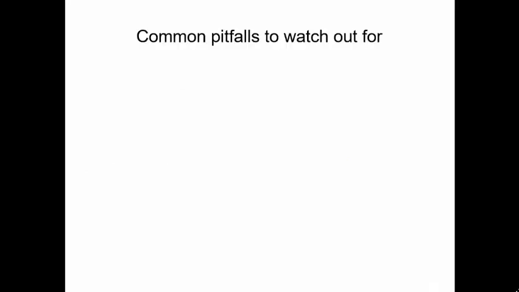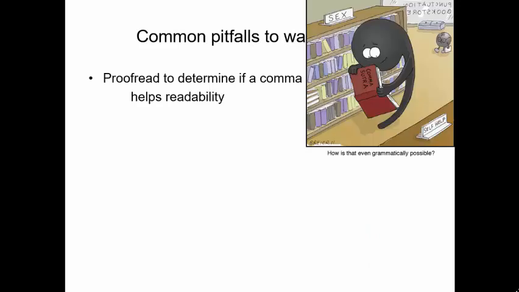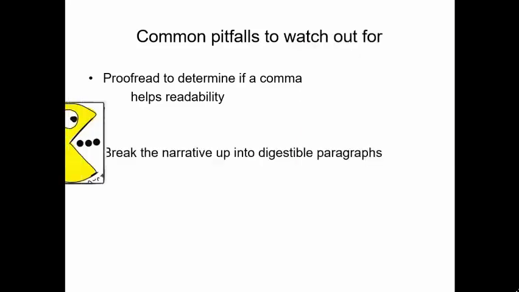So some common pitfalls to watch out for, and I've touched on a few of them already. You want to proofread, and determine if a comma helps your readability. I've gone through some papers that literally did not have one single comma in the entire paper, and you have no idea how difficult that paper is to read. So proofread it and check for that flow. Check where it's normal to pause when you're speaking that to somebody. You want that readability to come across as well.